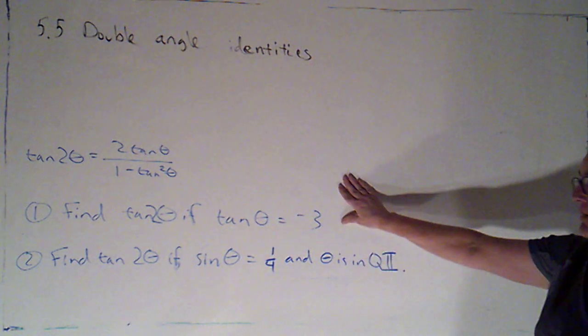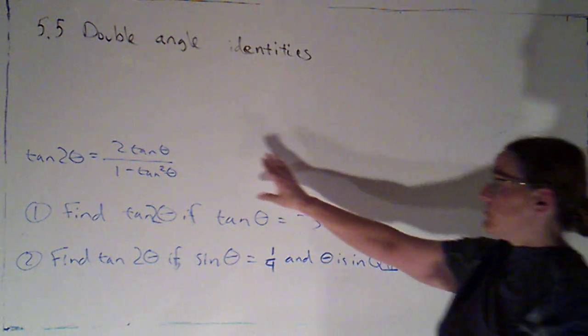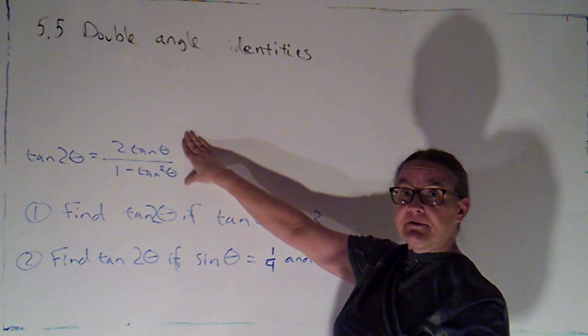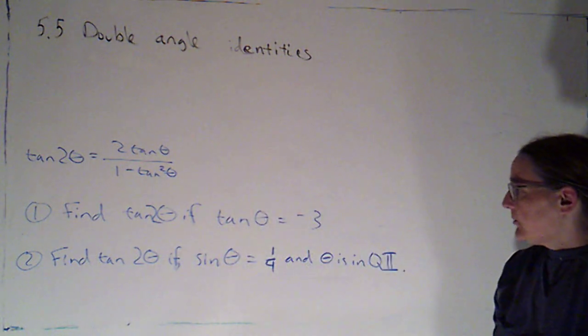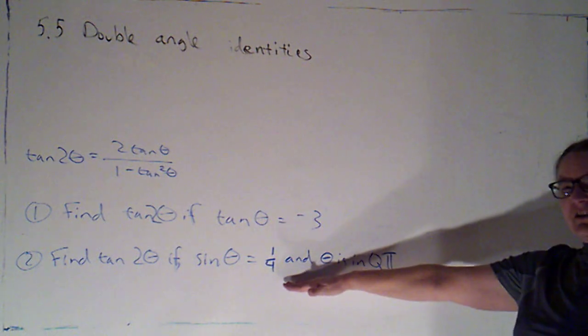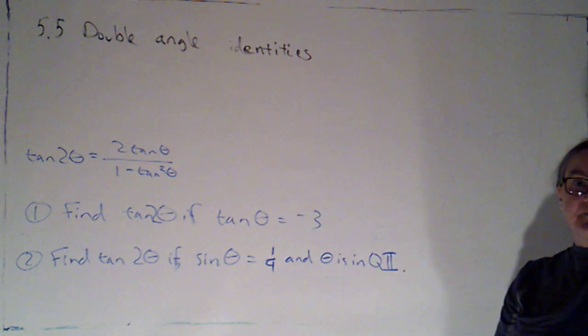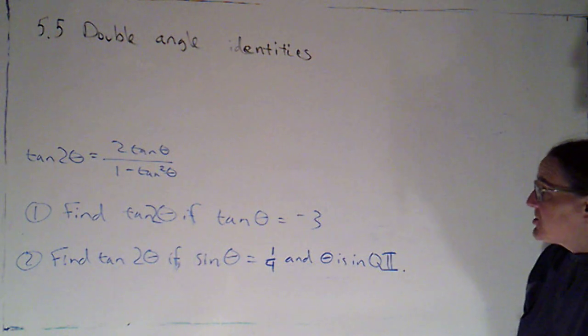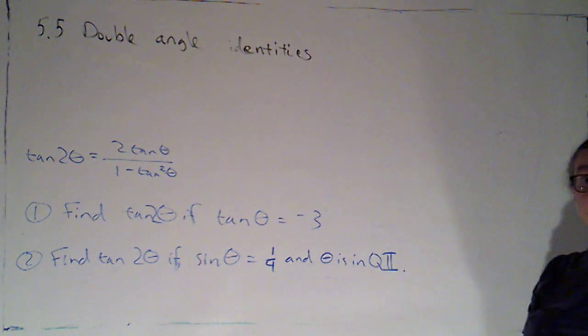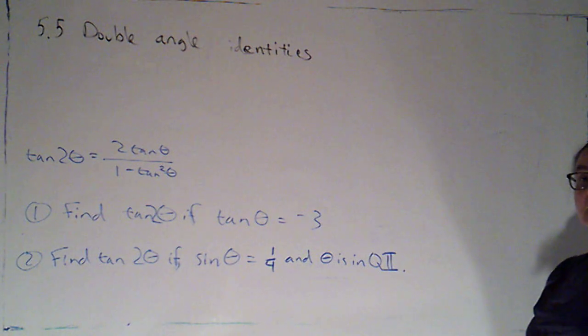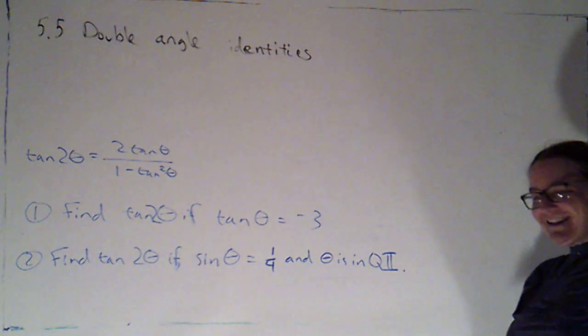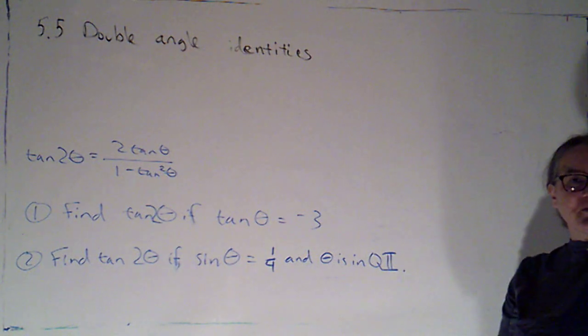So for the first problem, I gave you the tangent, so it's just a question of plugging in and simplifying. In the second problem, I gave you enough information to figure out tangent, but we've got to do a little bit of work to find it. Okay. Now, what I'm going to suggest you do is pause the video, try both of these problems, come back when you're done, and check your answer. We'll work through them together.